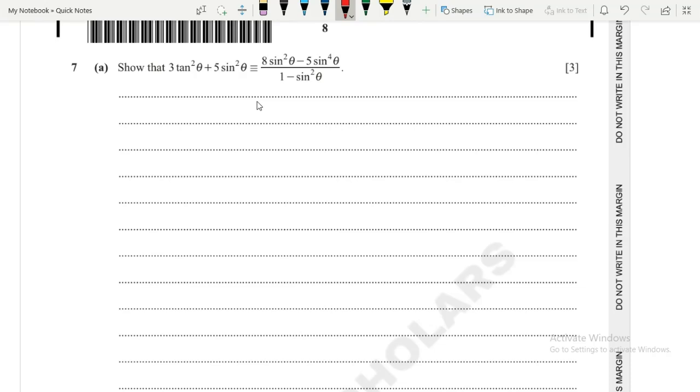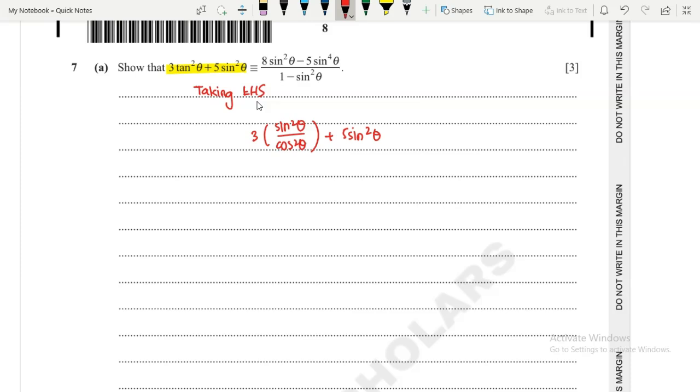It says show that 3 tan square theta plus 5 sine square theta is equal to 8 sine square theta minus 5 sine quad theta divided by 1 minus sine square theta. First of all, you have to decide which side you are taking. If I'm deciding to take the left hand side, I'm going to write taking left hand side. Then you can see that there is no tan on the right hand side, so we have to simplify this tan. So let's write this as 3 sine square theta divided by cos square theta plus 5 sine square theta.